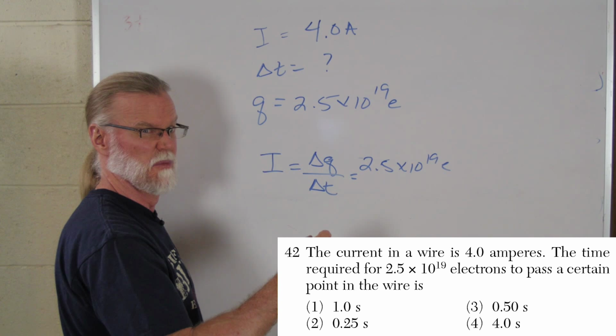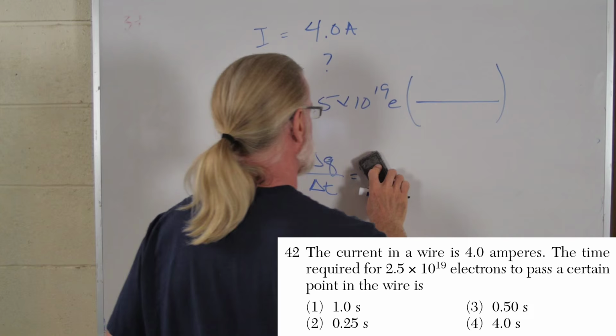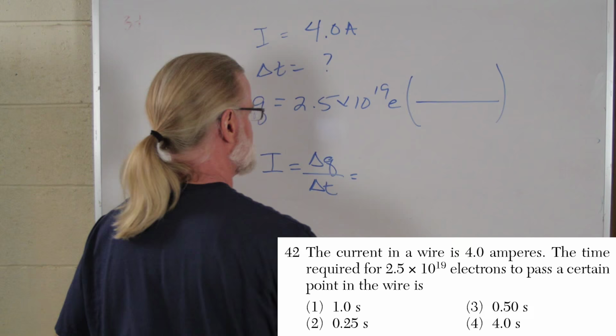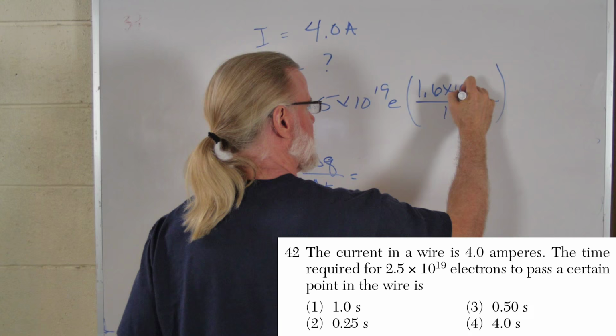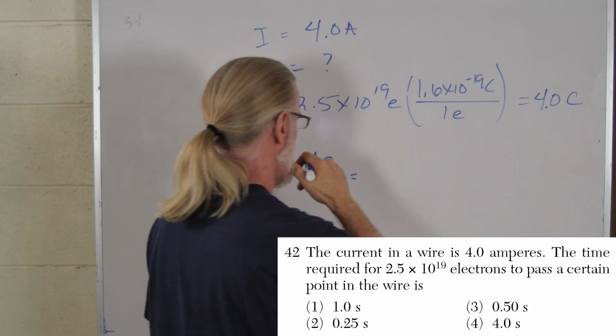Get off my futon, Dulomb. So let's convert that. Let's multiply by ones. I know that one elementary charge is 1.6 times 10 to the minus 19 coulombs. That gives 4 coulombs.